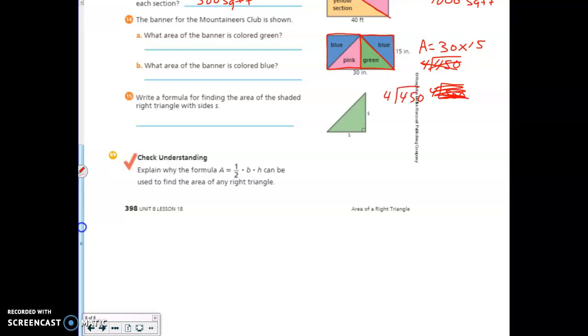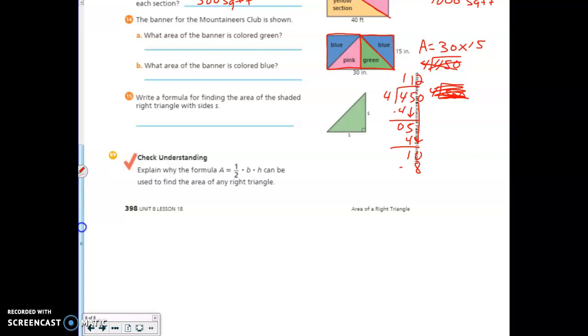450. 4 goes into 4 one time. 4. Bring down the 5. 4 goes into 5 one time. 4. Bring down the 0. 4 goes into 10. So we are stuck now, guys, with our, what do we do with our remainder?